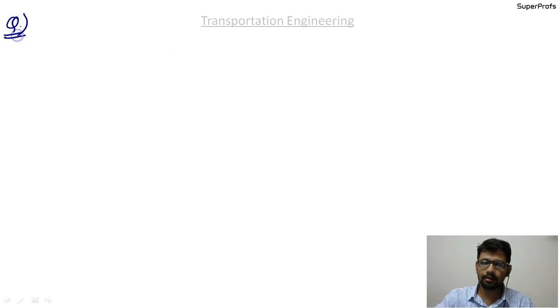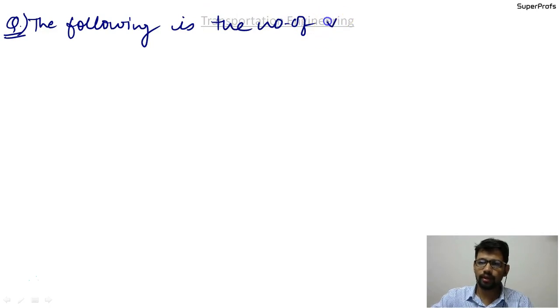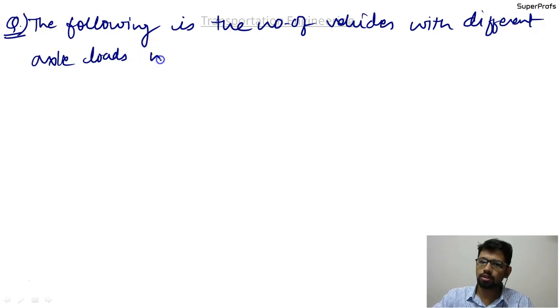So for that, let's take up an example. The following is the number of vehicles with different axle loads moving on a road. Determine the number of vehicles in terms of standard axle loads of 8200 kg. So please write down: the following is the number of vehicles with different axle loads moving on a road.